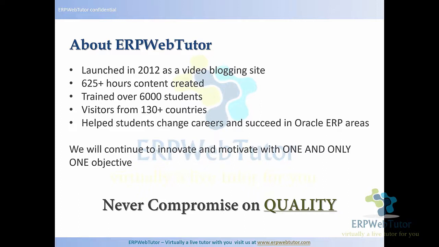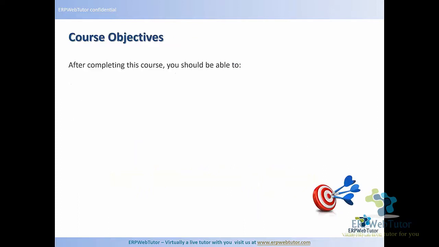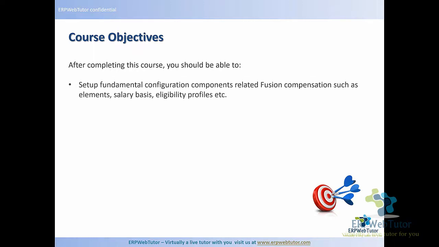So with that, let's get going and get started with the course objectives for this session. What are we going to achieve after this course? You'll be able to set up the fundamental configuration components related to Fusion compensation. Some of the examples would be elements, salary basis, eligibility profiles. Now, some of these components that you're seeing may not be just for Fusion compensation, but Fusion compensation uses these components. And we will talk about different scenarios where we will use these different components, okay?